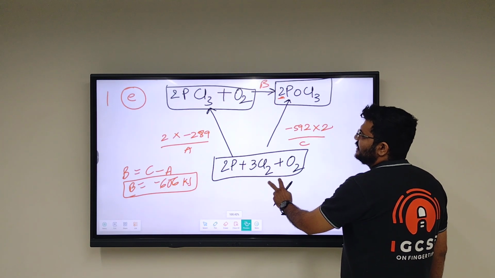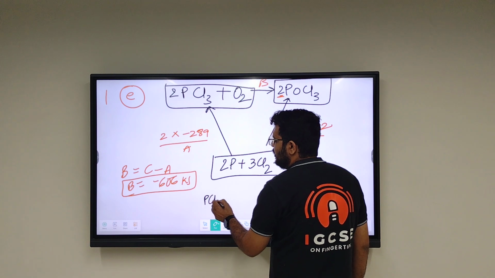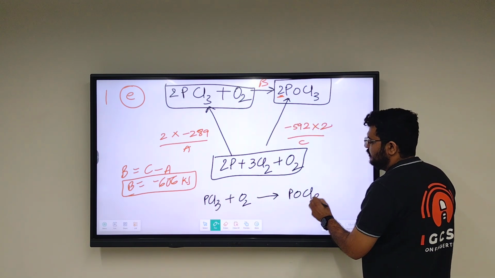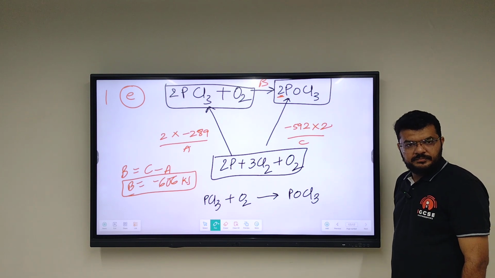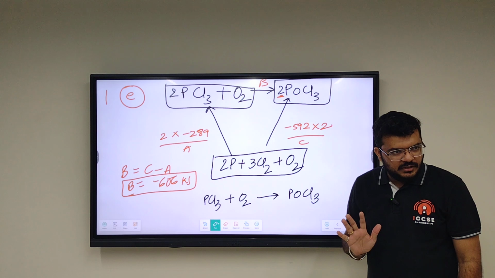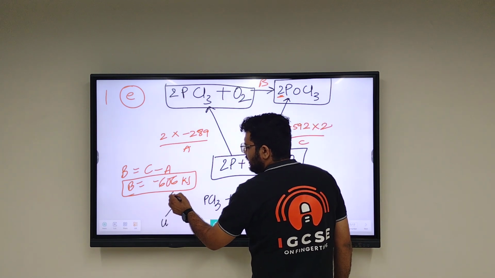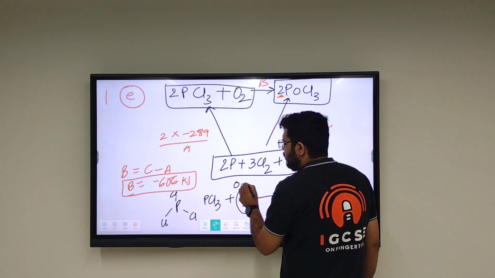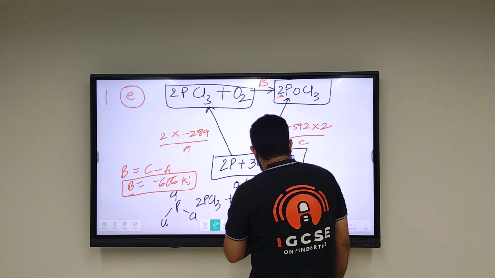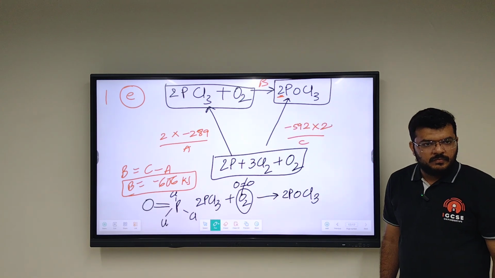Okay, once you know this, can you also say how this PCl3 plus O2 becomes POCl3? How would it happen? Phosphorus can form 5 bonds. Here it is something like this: Cl, Cl and Cl. This O double bond O breaks, and phosphorus forms 2 new bonds with oxygen.